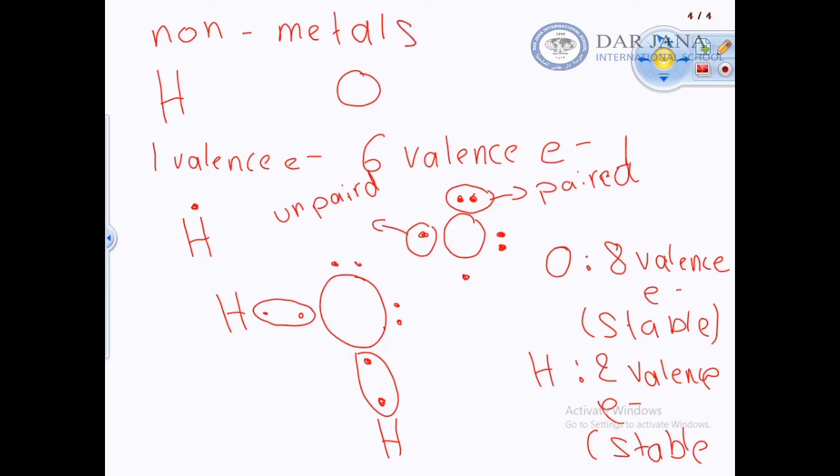Focus on this, guys. Non-metals. When a bond is occurring between two non-metals, we call this bond a covalent bond. So, pay attention that when a bond is occurring between two non-metals like hydrogen and oxygen, we call it a covalent bond.